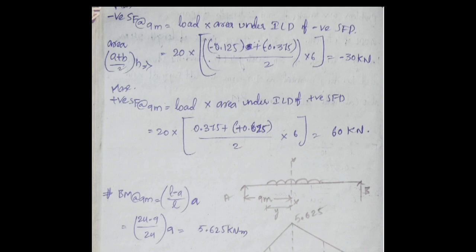Similarly, maximum positive shear force at 9 meter equals load into area under ILD of positive shear force diagram, load is 20 into area of trapezoid, then we will get 60 kilonewton. Similarly, bending moment at 9 meters, maximum bending moment is L minus A by L into A, that is 24 minus 9 by 24 into 9, that equals 5.625 kilonewton meter.